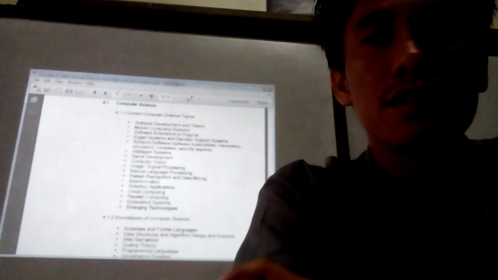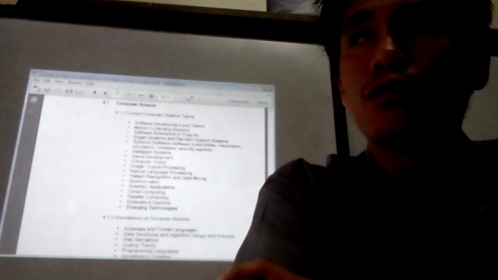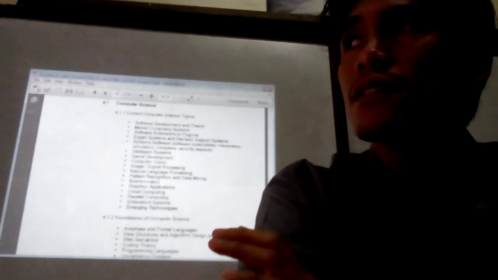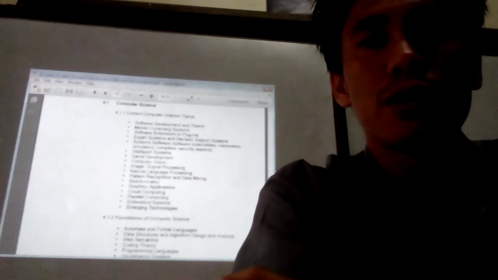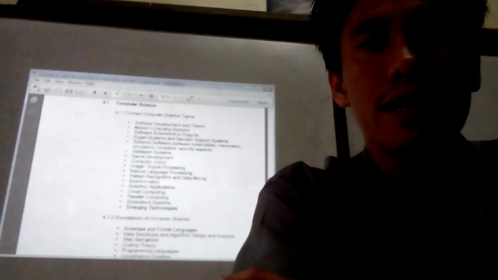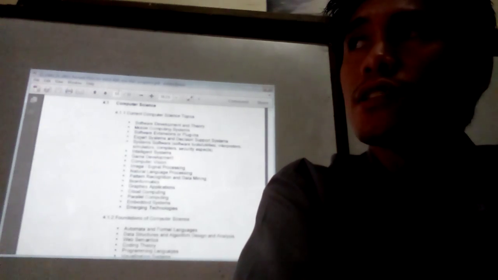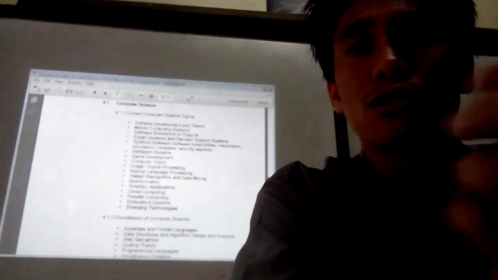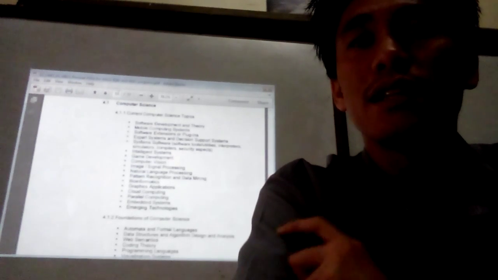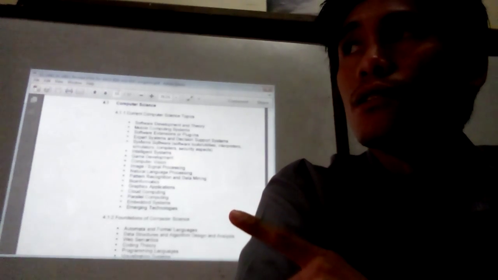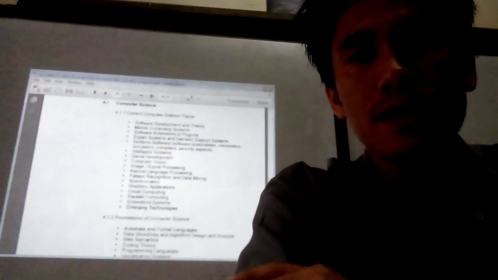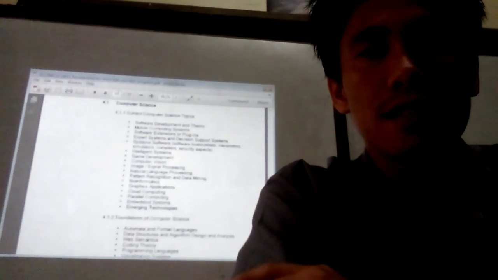Compression, pattern recognition, data mining. If you like to work with big data sets, if you have available or imagine plenty of data, if you already have a system and you have plenty of data, you can also add pattern recognition and data mining to your software to make it more interesting.